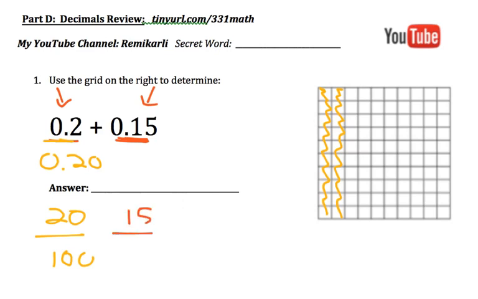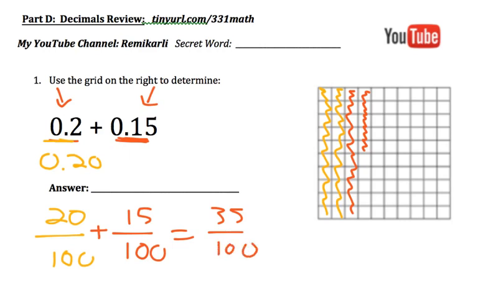On to the 15 hundredths. That, as a fraction, is like this. And so now I just need to shade in 15 of these. So there's 10 of them. 11, 12, 13, 14, 15. In total, with the fractions, I'd end up with 35 hundredths. And the same would be true for the decimals. We'd end up with a sum of 35 hundredths.